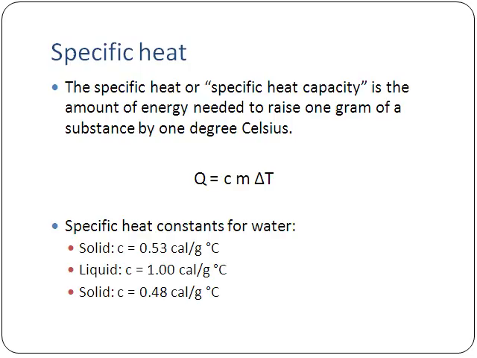Technically, specific heat is quite simply this: if I have 1 gram of iron and I raise it by 1 degree Celsius, however much heat it takes to do that is the specific heat, or sometimes also called the specific heat capacity of iron. Now, here's the overall equation that we have for this. Q equals C m delta T.